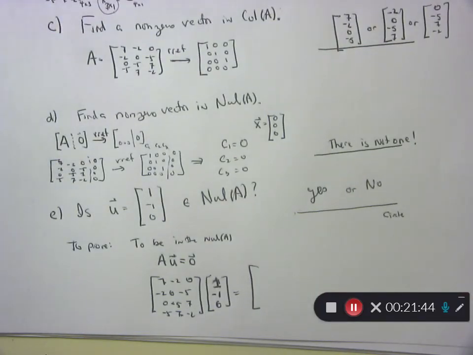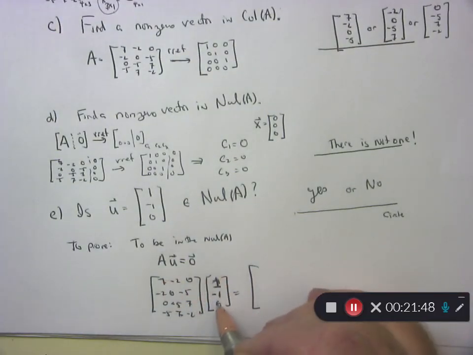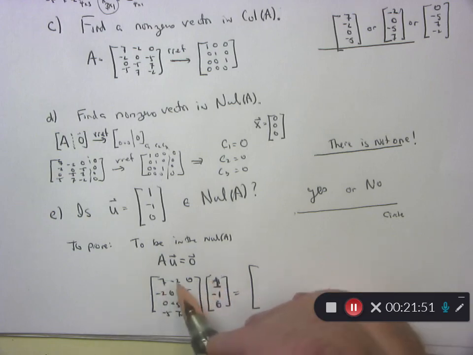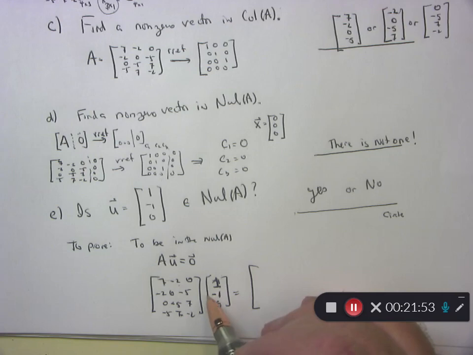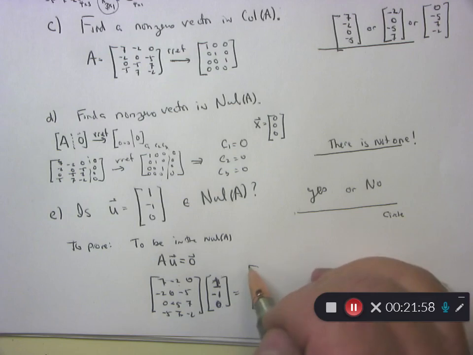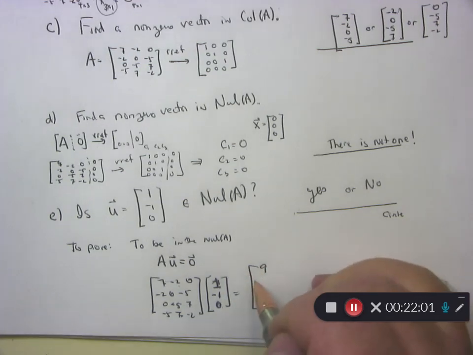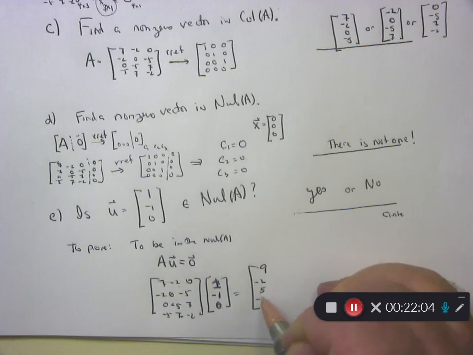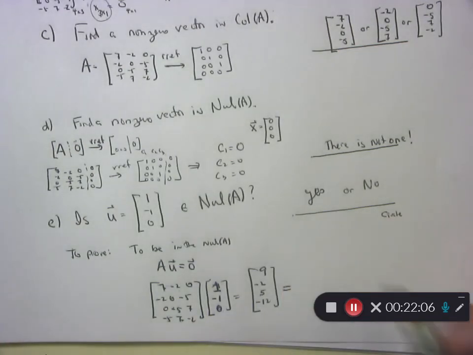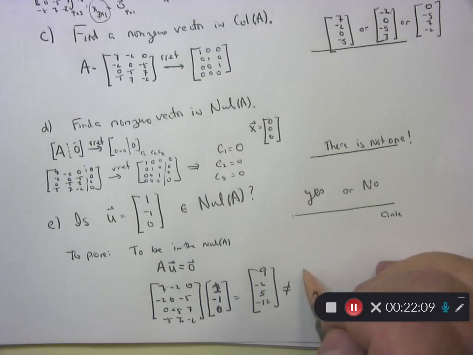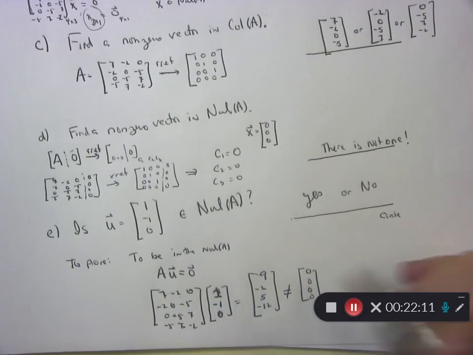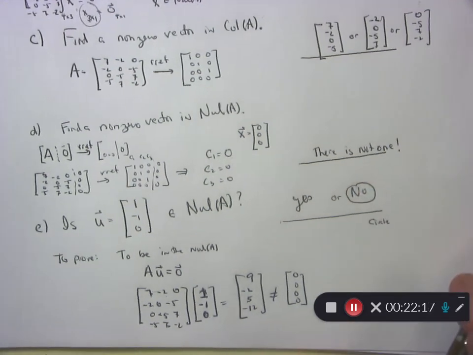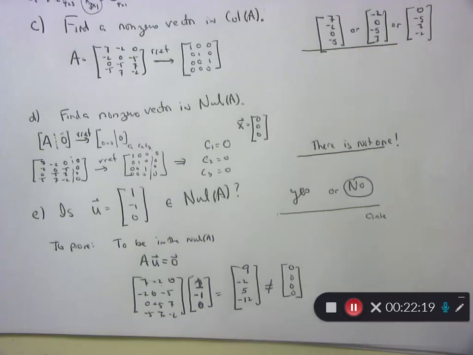When I multiply this, I get row by column. 1 times 7 is 7, 2 times negative 1 is negative 2, 7 plus 2 is 9, 0 times 0 is still 0, so pretty much I get 9. If you do the rest of them, you get negative 2, 5, negative 12. But notice that this is not the 0 vector. Does that make sense? So the answer is clearly no, this is not in the null space of A. There isn't one, it's the answer from D.